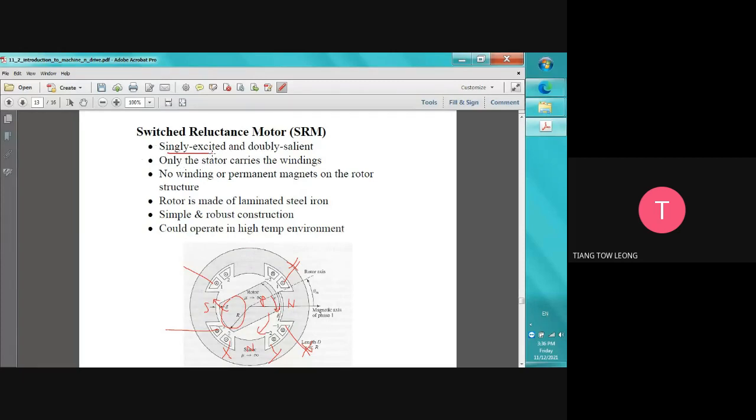It can be singly excited or doubly salient. Singly excited means we excite the coil in one coil. Doubly salient means salient, I don't know how to explain here. Then only the stator carries the winding, and then no winding or permanent magnet on the rotor structure. So this is only a steel, no permanent magnet.